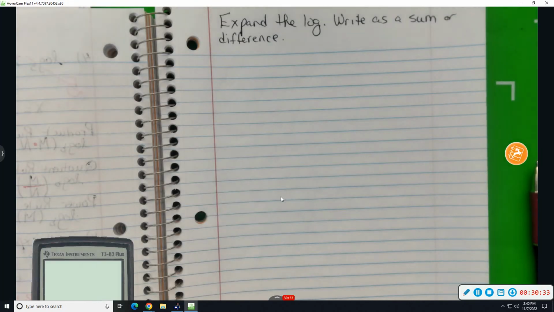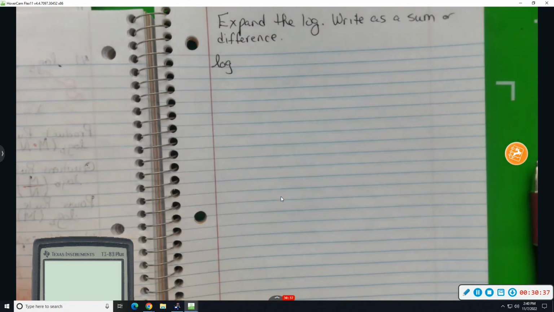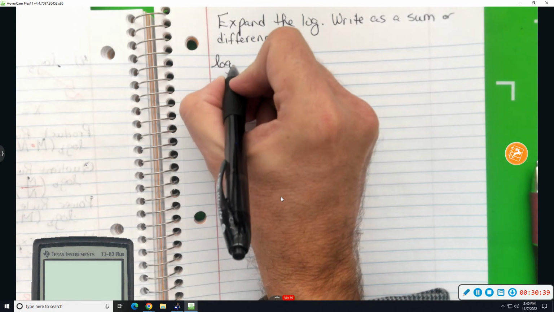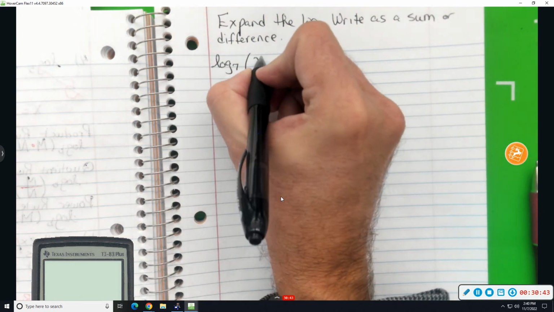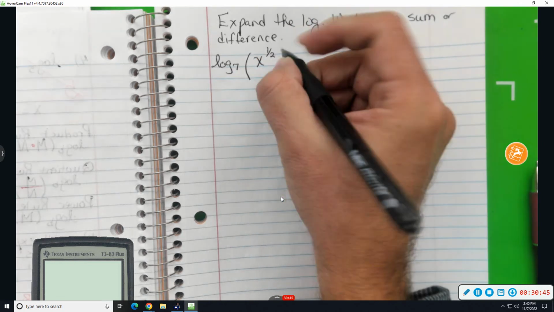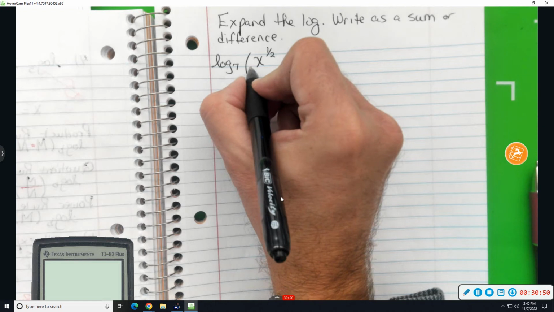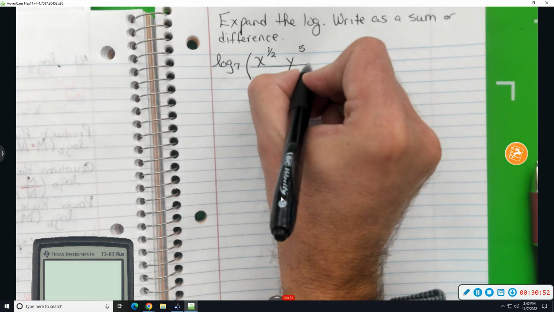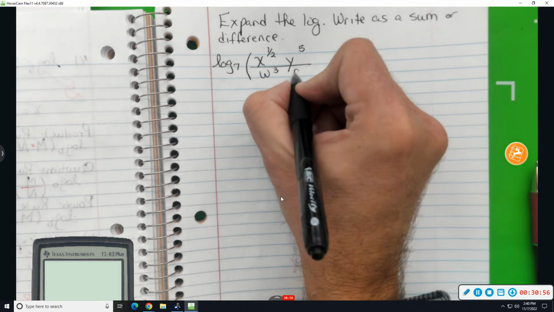And here's the logarithm we're going to expand. Log base 7 of x to the 1/2 y to the 5th over w cubed c.